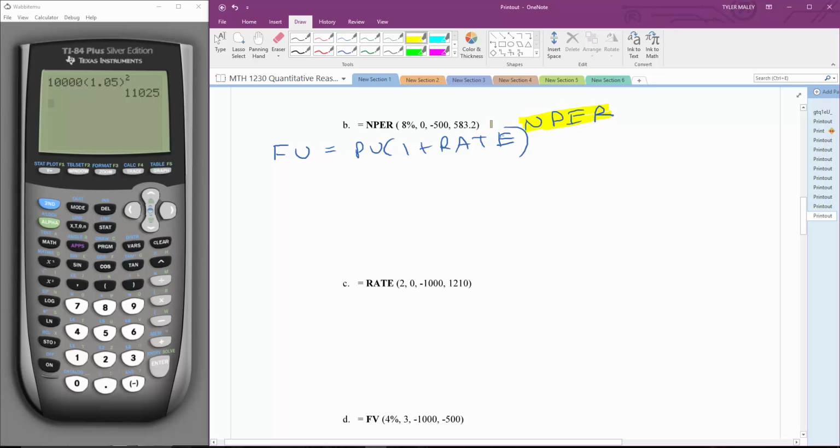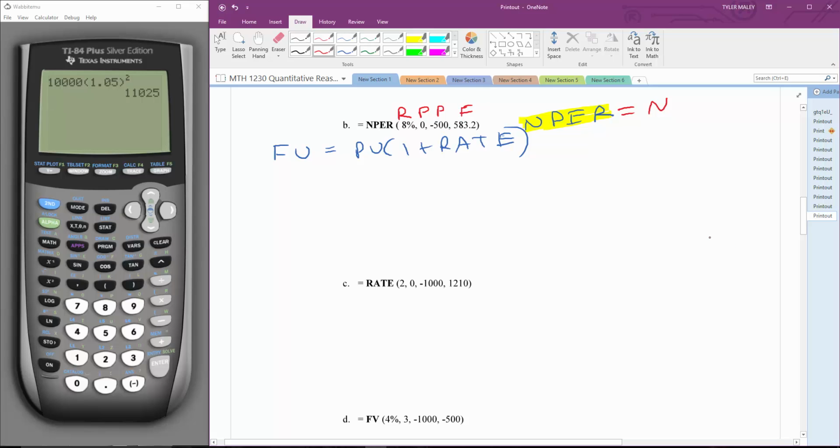And instead of writing NPER each time, I'm just going to denote this with the variable n, right? It'd be easier to manage instead of writing 4 capital letters down for my variable. So if we plug in each value, remember, we have my rate, my payment, my present value, and my future value, right?